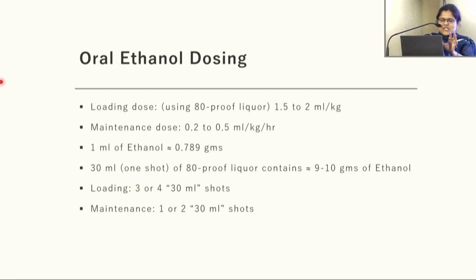1 ml of ethanol is almost equal to 0.8 grams. So 30 ml, that is one shot of 80 proof liquor, contains around 9 to 10 grams of ethanol. So loading dose is 3 or 4 30 ml shots, and maintenance is going to be 1 or 2 30 ml shots.